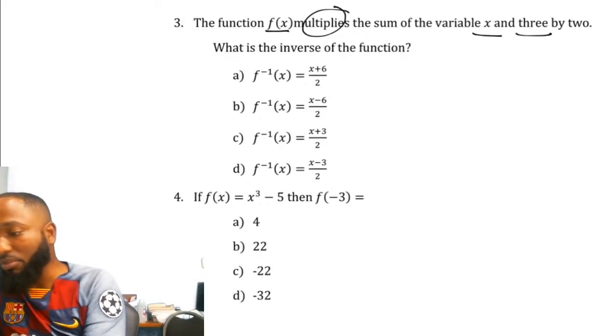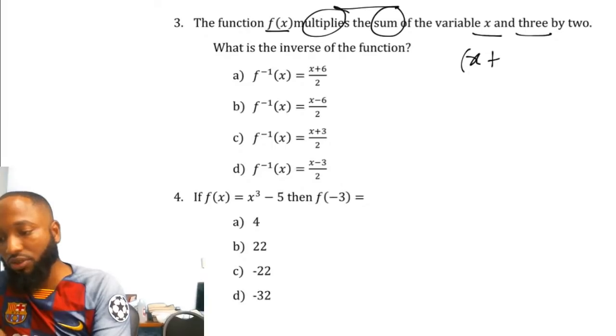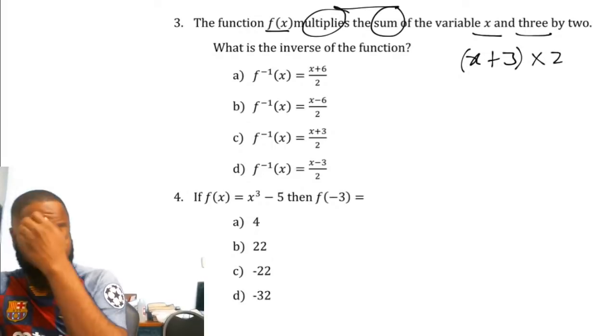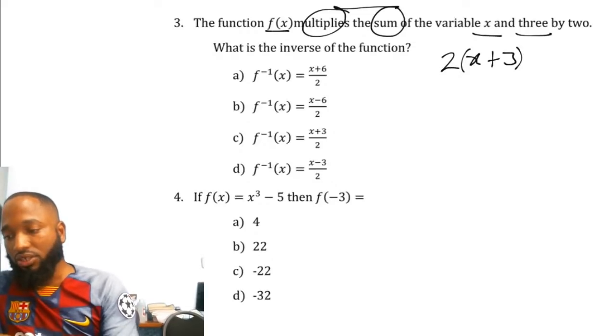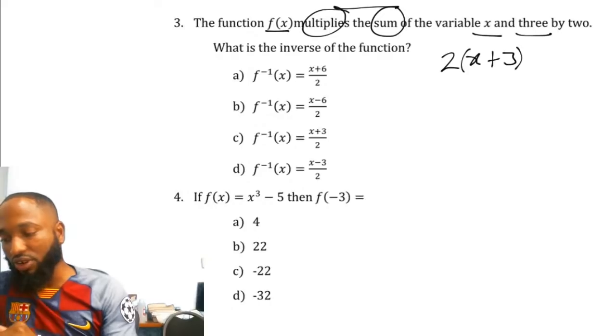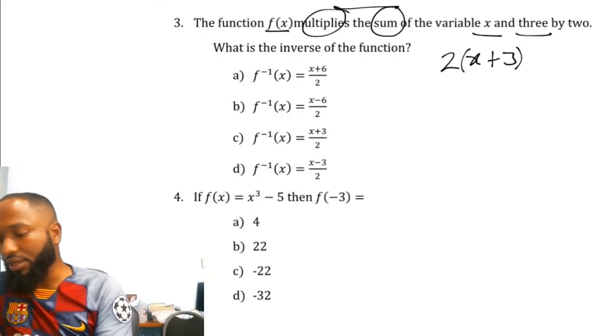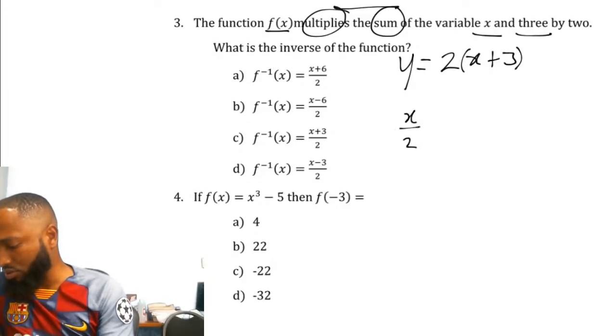Now it's saying that it's multiplying the sum. So in other words, it's x plus 3 being multiplied by 2. So the last thing you do is multiply by 2, so the first thing you're going to do is divide by 2. You can think of it like this: y is equal to 2(x plus 3). Interchange variables, you have x divided by 2.